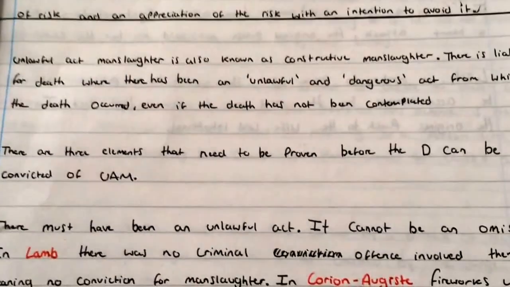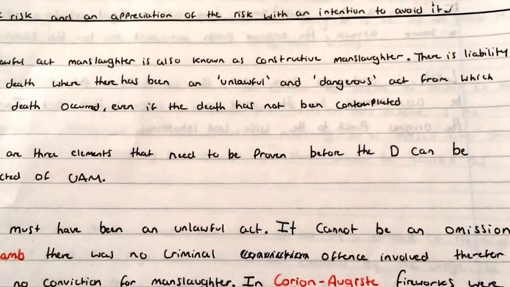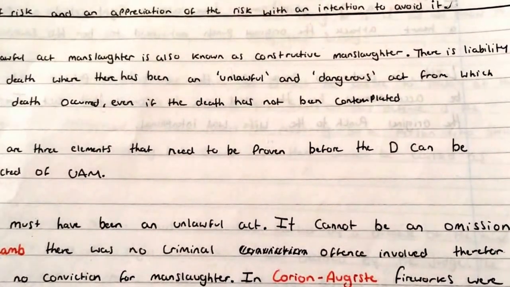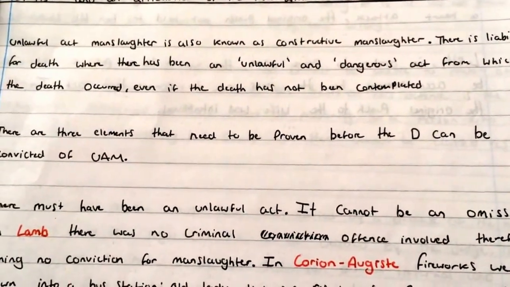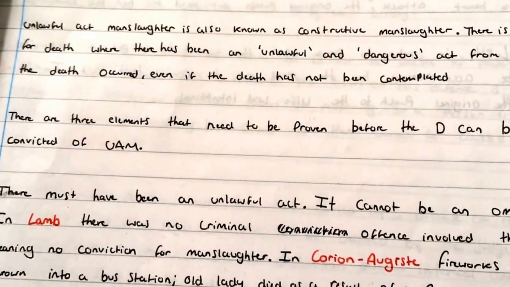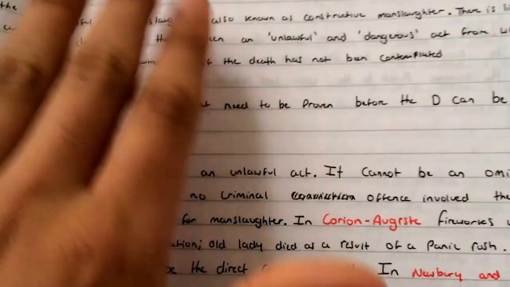Anyways, enough of that. I'm going to go through my model and show you an example of where I've used it. Unlawful act manslaughter is also known as constructive manslaughter. There is liability for death where there has been an unlawful and dangerous act from which the death has occurred, even if the death has not been contemplated. It's a nice introduction. There are 3 elements that need to be proven before the defendant can be convicted of UAM. So that's a nice introduction and starts off the essay really well.